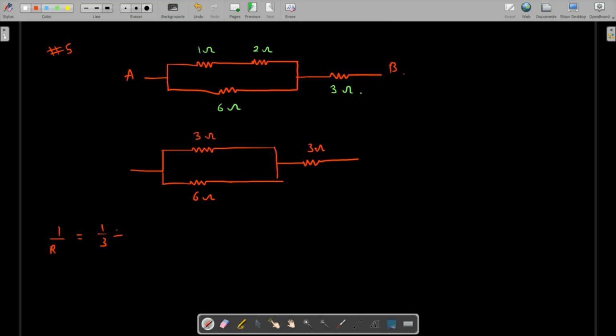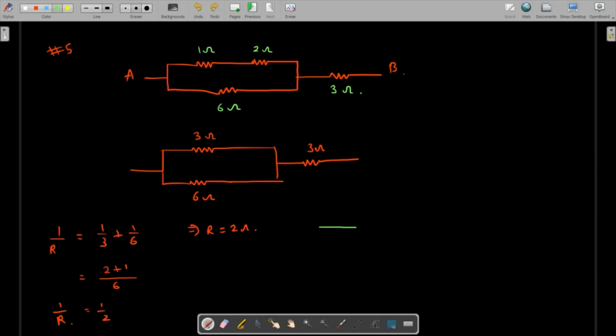That's going to be 1 over 3 plus 1 over 6. So 1 over 3 plus 1 over 6 is, over 6, 2 plus 1. So that's going to be 1 over 2 ohm. So 1 over R is 1 over 2, which means that R is equal to 2 ohm. But that is not the final answer, because that is just the equivalent resistance of this part.